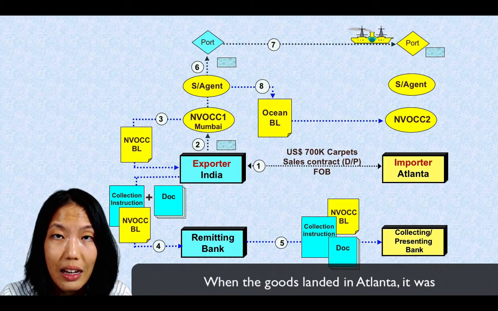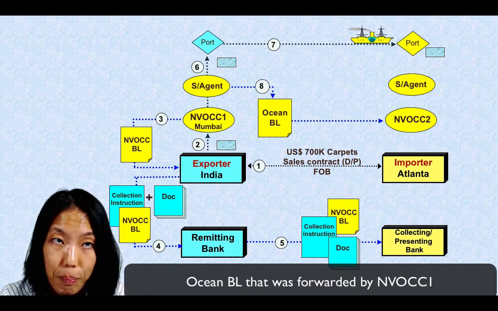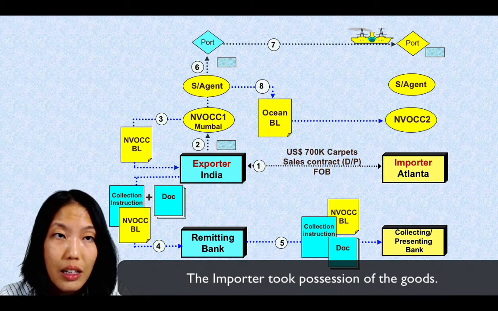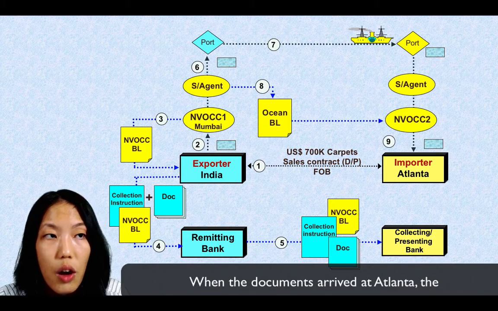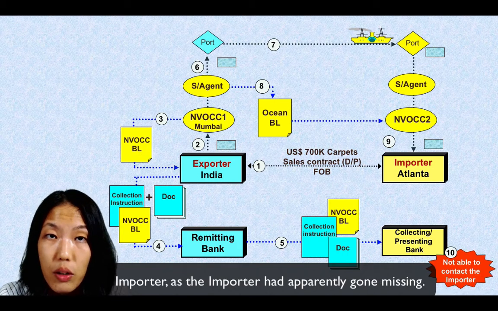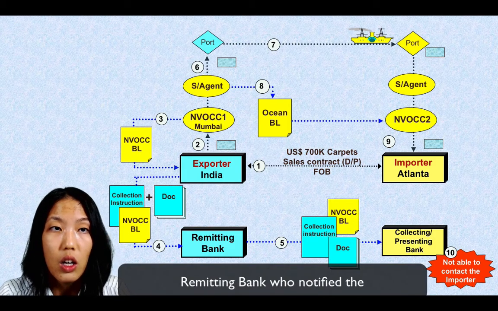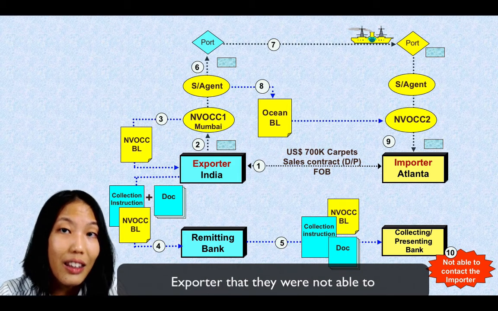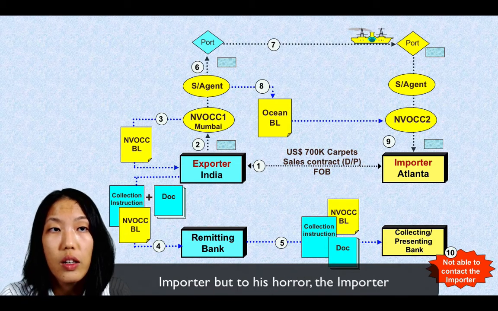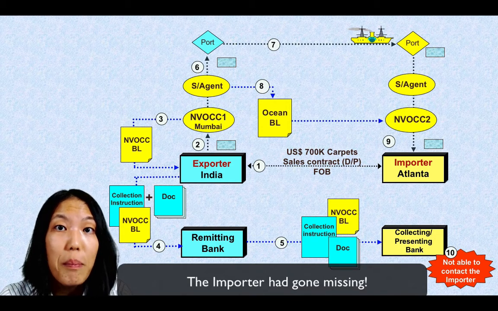When the goods landed in Atlanta, it was released by the port to NVOCC-2 using the Ocean Bill of Lading that was forwarded by NVOCC-1, and the importer had taken possession of the goods. When the documents arrived at Atlanta, the collecting bank was unable to contact the importer, as the importer had apparently gone missing. The collecting bank informed the remitting bank, who notified the exporter that they were not able to contact the importer. The exporter also tried to contact the importer, but to his horror, the importer is not picking up his call. The importer had gone missing.